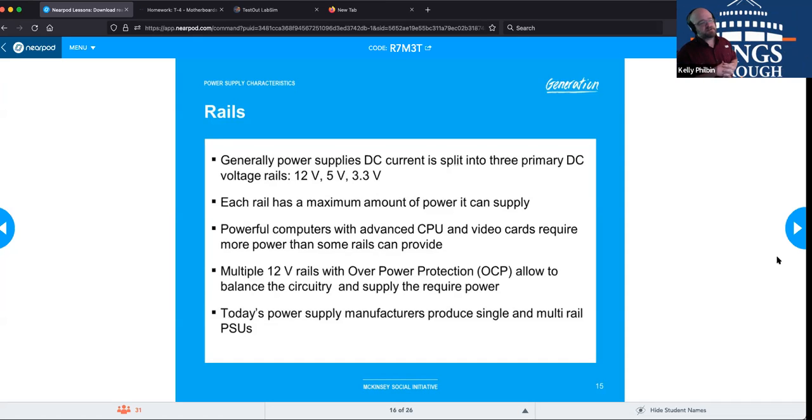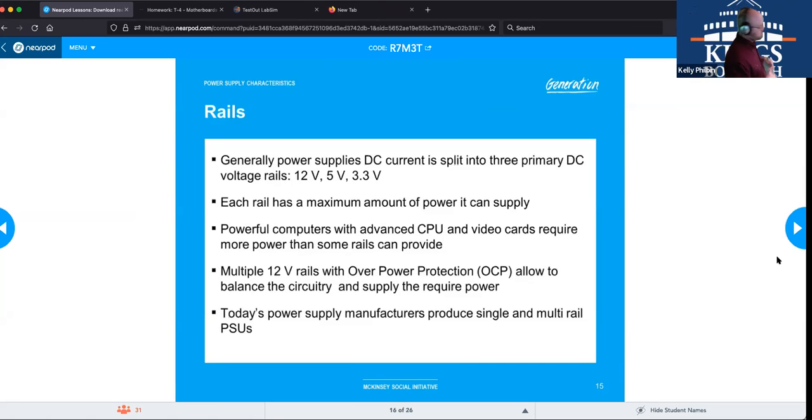But some more modern computers have much higher power consumption needs. The components they have may have stronger power current requirements than each rail could provide. So some power supplies will come with multiple 12 volt rails with overcurrent protection, or OCP, which allows you to balance the circuitry and supply the required power to certain needs like high-end graphics cards. These can draw a lot of juice. We want to make sure that we can supply them with what they need, but we have to work within the constraints that the power supply can provide.